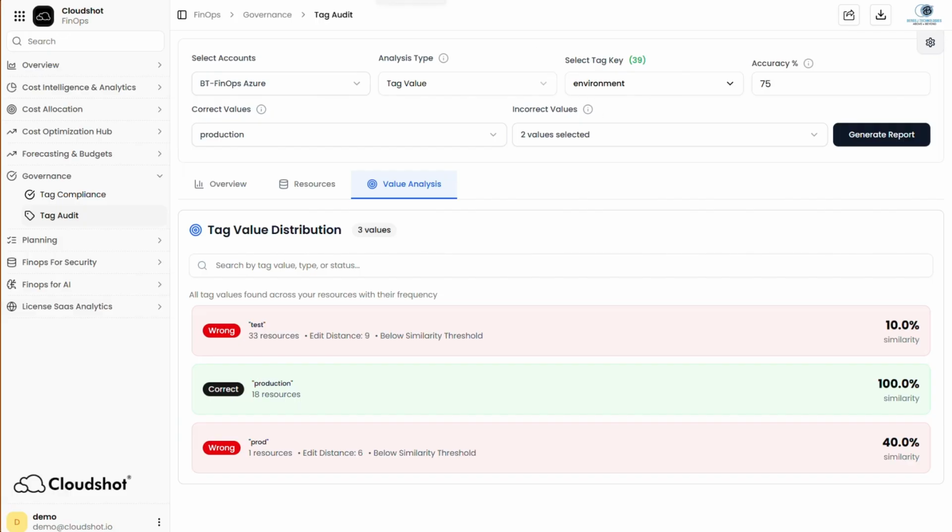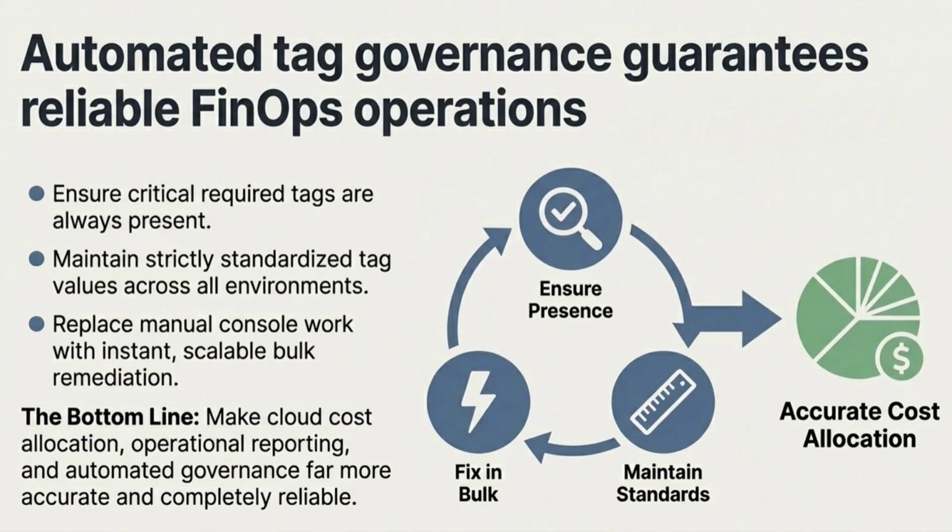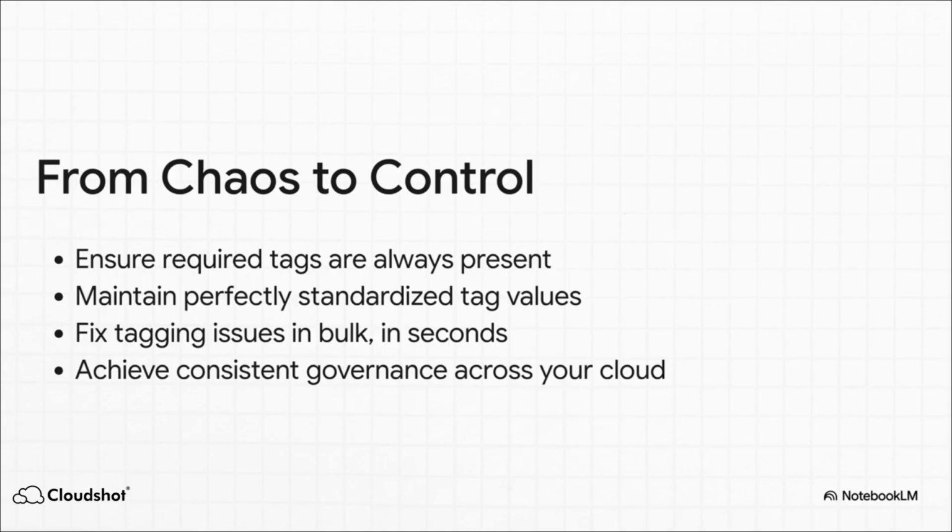So let's bring it all together. When you combine these two things, the tag compliance for presence and the tag audit for correctness, what's the big payoff? What do you get? Well, you get total tag governance. You literally move from that chaos of inconsistent, missing tags to a state of complete control. You can finally, for real, make sure your required tags are always there. You can make sure their values are perfectly standardized. You can fix any problem in bulk in seconds. And you can do it consistently across your entire cloud footprint.